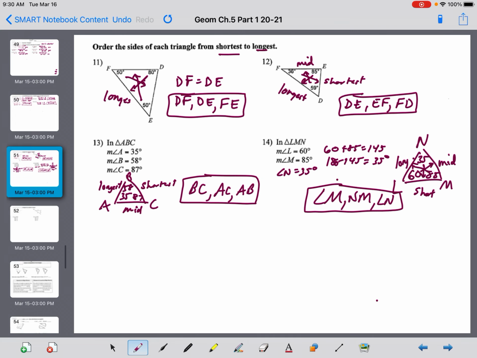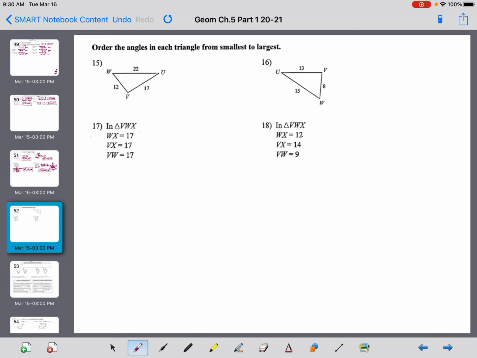All right, the next, the last group actually. Now here we're given the 3 sides of a triangle, and we have to rank the angles from small to large. So the smallest is across from the small. So like this 12 is going to give us the smallest angle. The 22, the biggest, is going to give us the largest angle. And then the 17 gives us the middle. So start with the smallest, angle U, use the angle symbol, then angle W, then angle V.